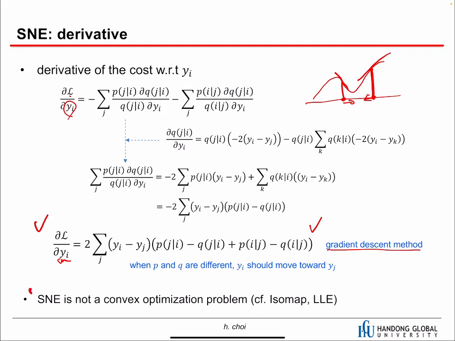And SNE is not a convex optimization problem. Do you remember Isomap and LLE? They were based on the eigendecomposition, so we actually solved the problems without any iterations, because the problem is really simple. It was just a convex problem, so just eigendecomposition would be possible. But SNE is not. It's more complicated. So we use the gradient descent method to update the location of the samples in a low dimension space.